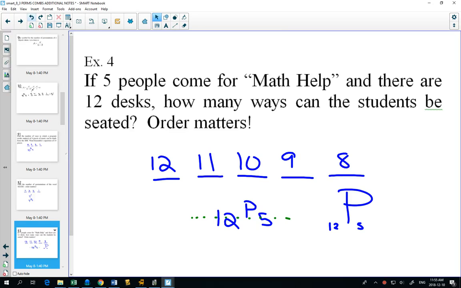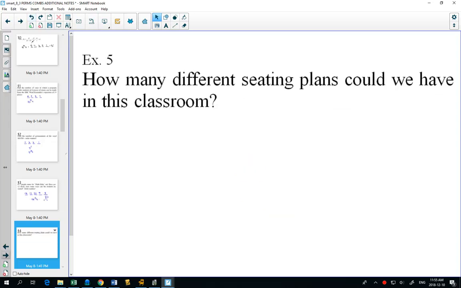So then the question becomes, how many seating plans could we have in this class? 5, 10, 15, 20, 25, 30. There's 33 desks, and there's 24 of you. The number of seating plans would be 33P24.